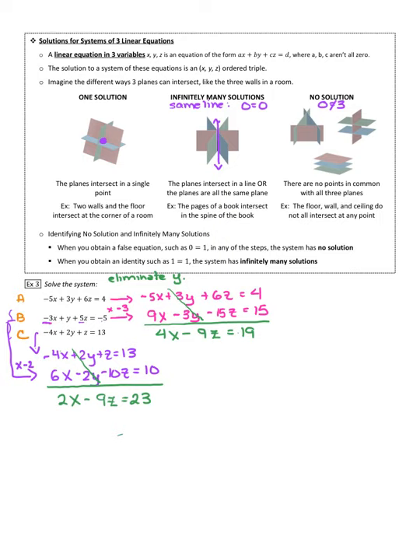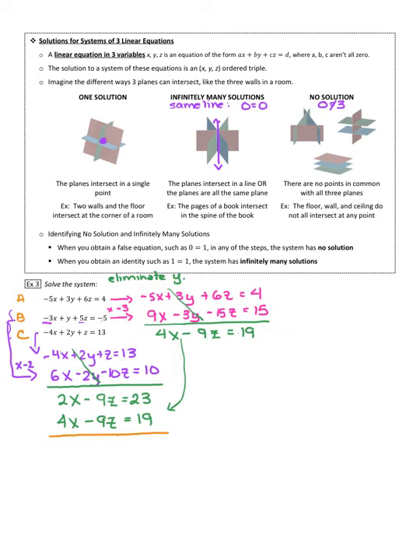I guess I could have brought the other one down, actually. That might keep this a little bit neater. So I'm going to write this one down here. So I have 4x minus 9z equals 19. So we kind of have a little bit of a gift here. Notice that I've got the same 9z, but I do want to have opposite.